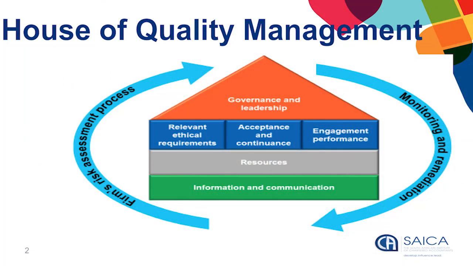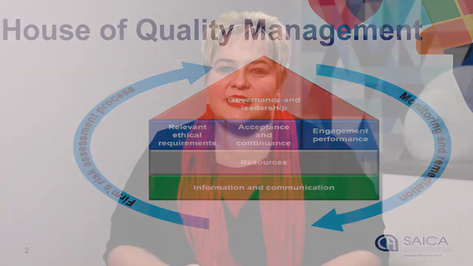Today we will be focusing on the risk assessment process within ISQM1. It is actually the second component of the 8 components contained within this ED. If we look at the House of Quality Management, the risk assessment process falls within the structure or the frame of that house. So it's basically there to support and facilitate the quality management process of the firm individually, but also of the firm's engagements.